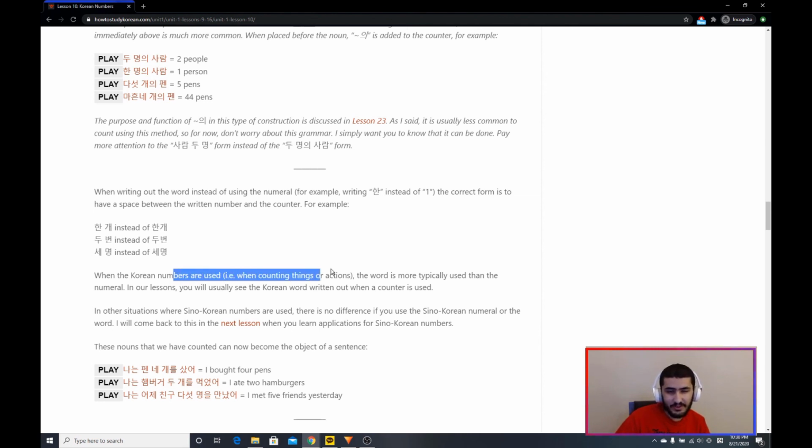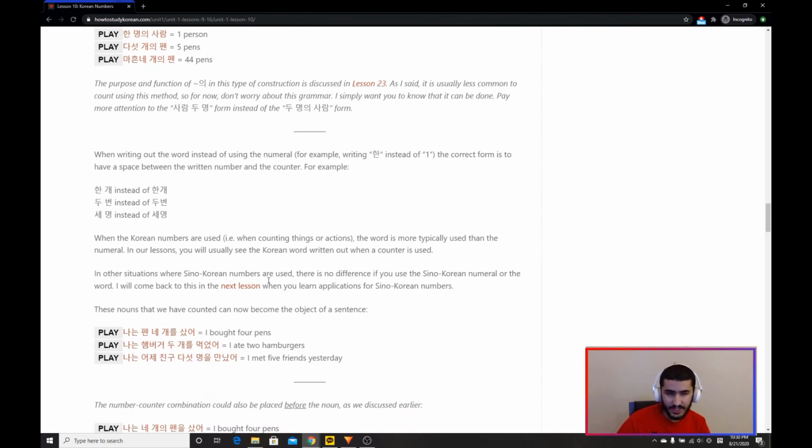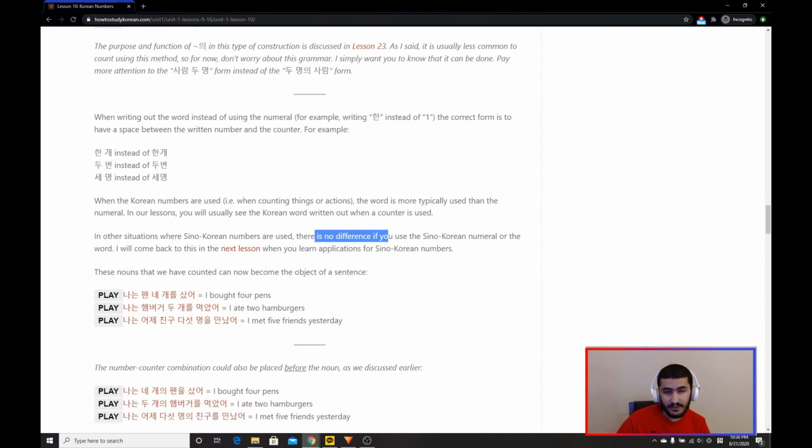When Korean numbers are used, the word is more typically used than the numeral. That's true. So when I would write 한번, I wouldn't write the number 1 and then 번. I would probably type in HAN. All right, you'll see the Korean word written out. In other situations where Sino-Korean numbers are used, there's no difference if you use the numeral or the word itself. We'll talk about this next lesson when we learn how to use the Sino-Korean numbers.